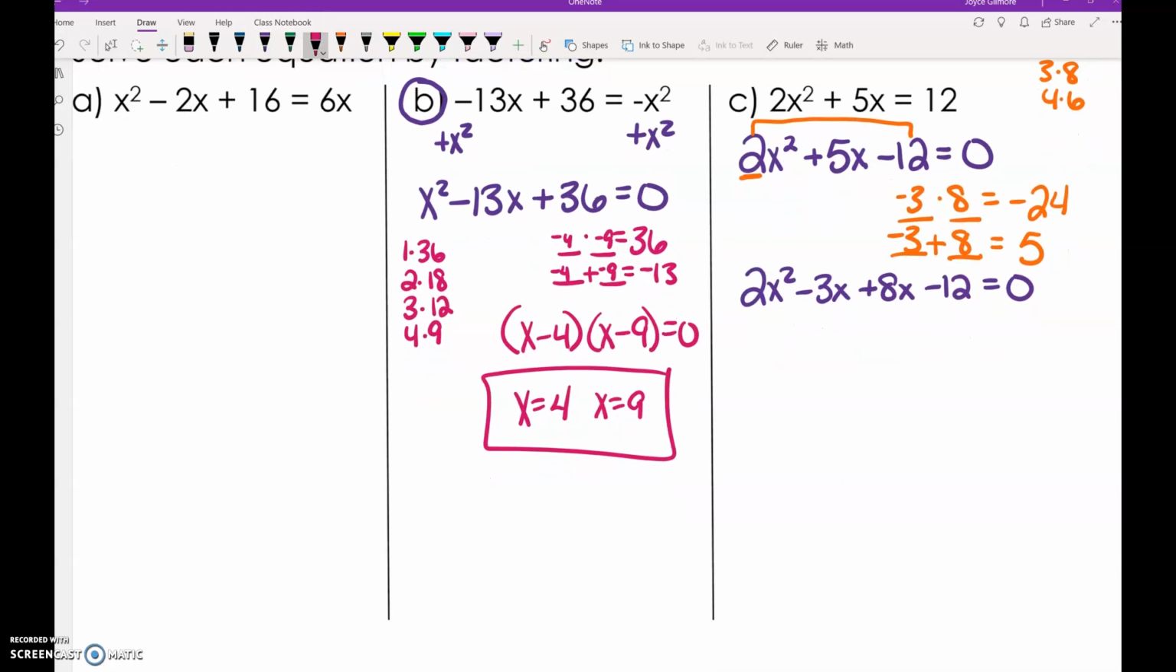If you need a reminder on how to do that, let me know. I'll help you out with factor by guess and check. In the first group, these two things, excuse me, have x in common. That would leave us with 2x minus 3.